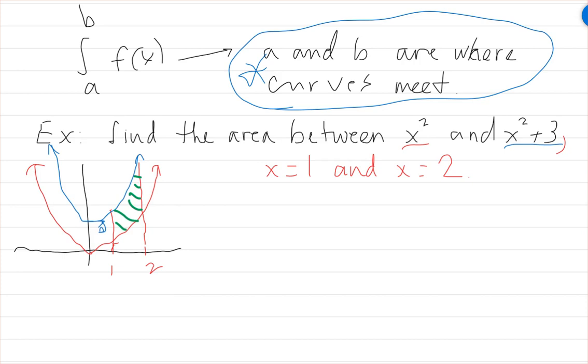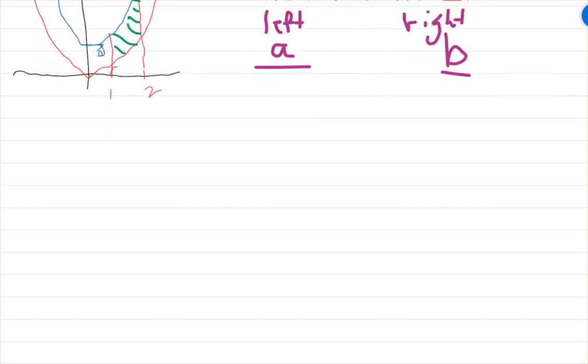This is actually an easier problem. Because we're trying to find the area, this is our left bound, and this is our right bound. If you watched my earlier video, you know that the left bound and the right bound will be your limits of integration. And so immediately this left bound becomes a and this right bound becomes b. And so you can now find this integral.